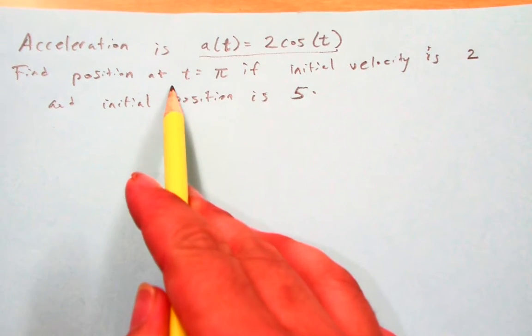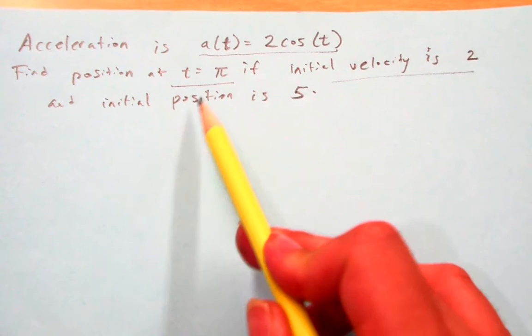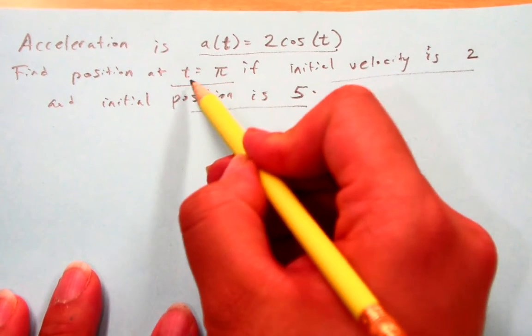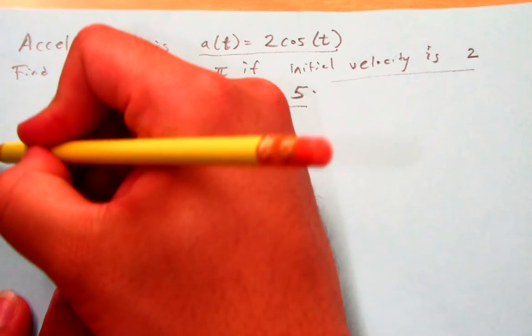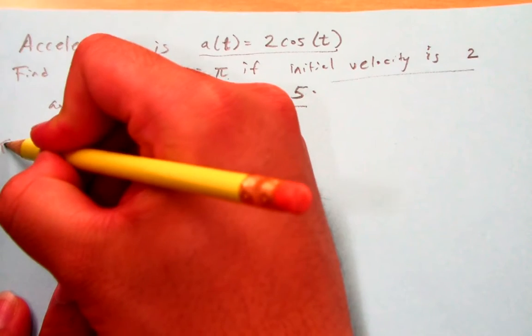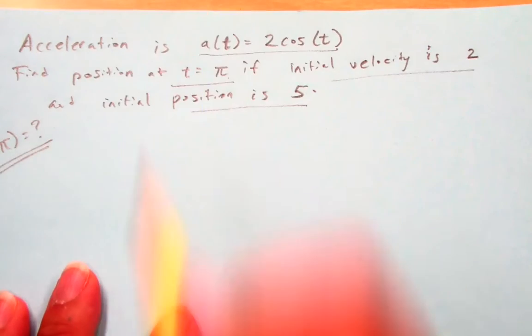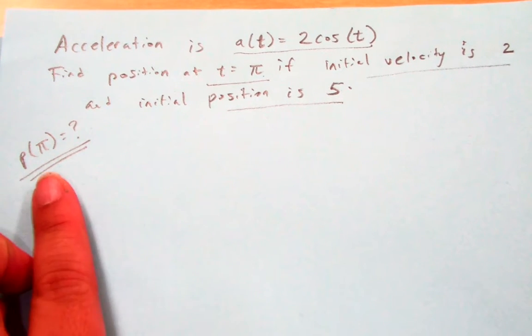The question is, find the position at time equals pi if the initial velocity is 2 and the initial position is 5. So let's decode some of that. Position at time t equals pi means the ultimate question is, what is the position, p, at time equals pi? So we've got to find the position function, and then I need to plug pi into it. So that's my final answer.